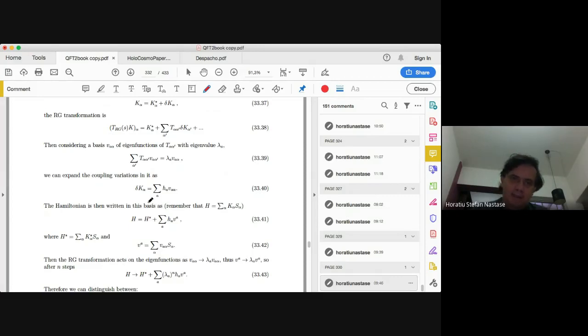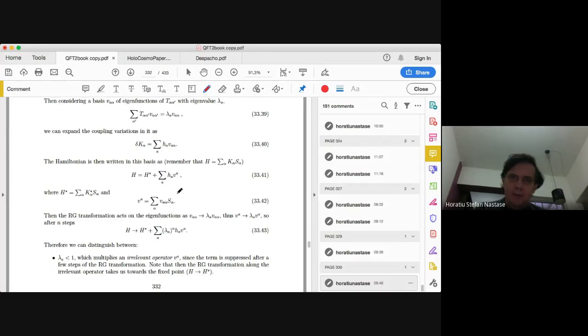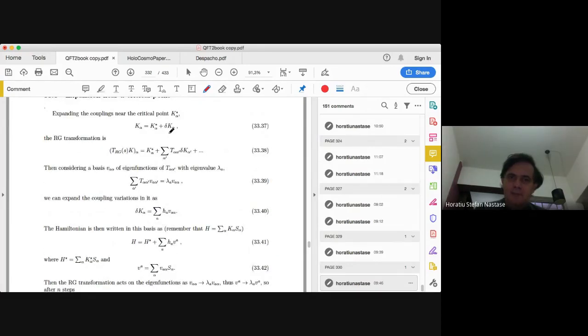And let's expand the couplings, this coupling variation, this delta k alpha, in this basis. Write it as h alpha, sum of a, h a, v a alpha. Then the Hamiltonian, which I remind you is k alpha times the operators S alpha, is written as H star, H at the fixed point, which is sum over alpha of k alpha star, the fixed point values, times operator S alpha, plus h a, these parameters, times v a, which are sum over alpha of these small parameters v a alpha times operators S alpha.